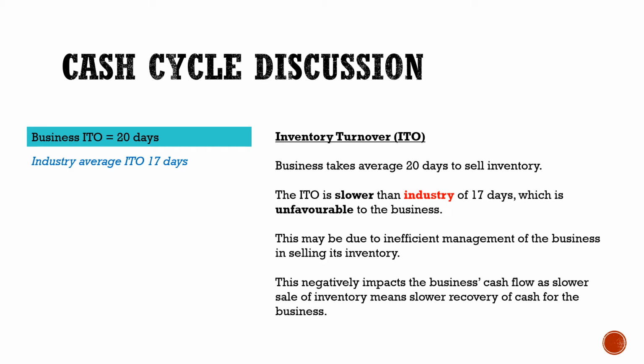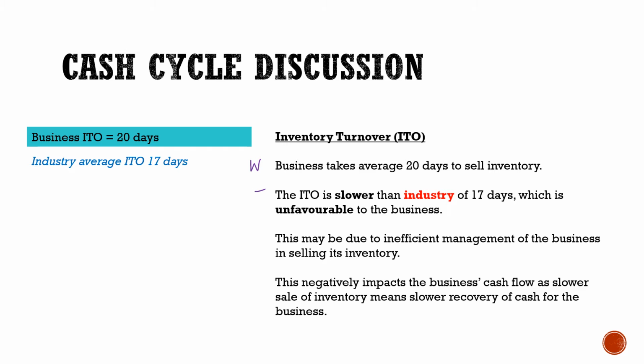The business takes an average of 20 days to sell the inventory. This is addressing the what of the question by providing a definition of the ITO. The ITO is slower than the industry average of 17 days, which is unfavorable to the business.